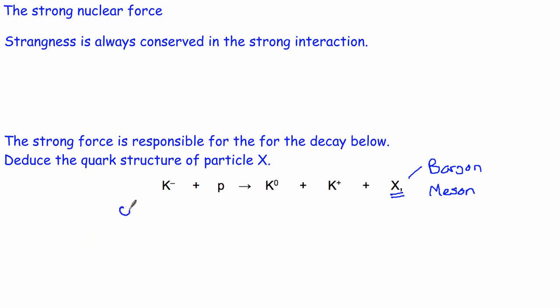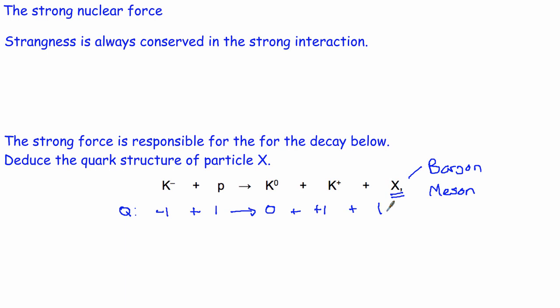The very first one I'm going to use is charge. So we'll just look at this. This is a K minus, so this has got a charge of -1. This is a proton, which has got a charge of +1. And that's gone to this thing, so it's got a charge of 0, plus a K plus, so that's got a charge of +1. So this thing must have a charge of -1.